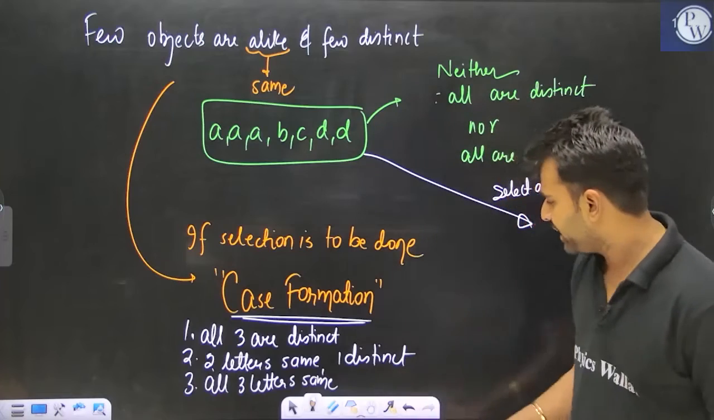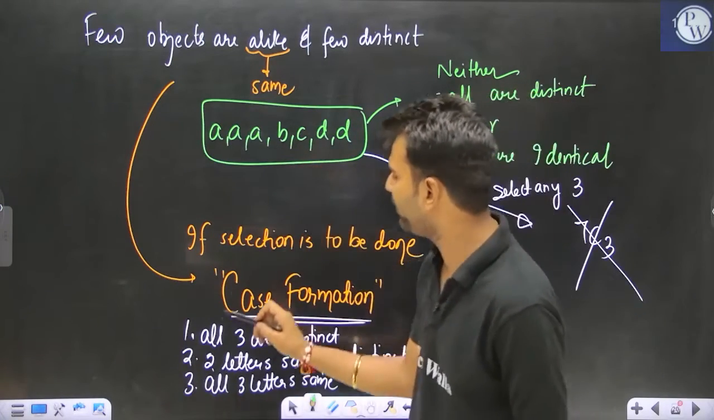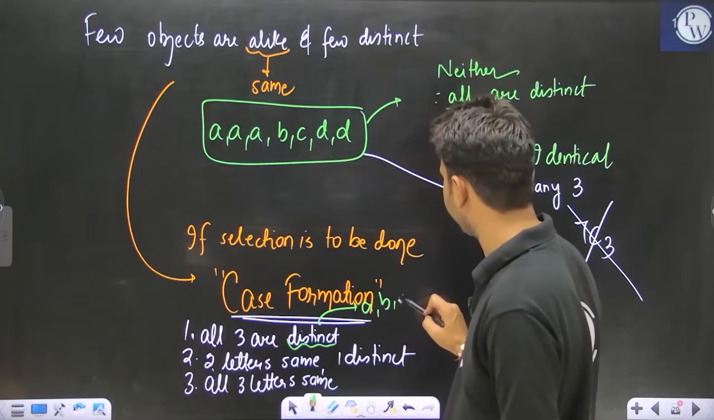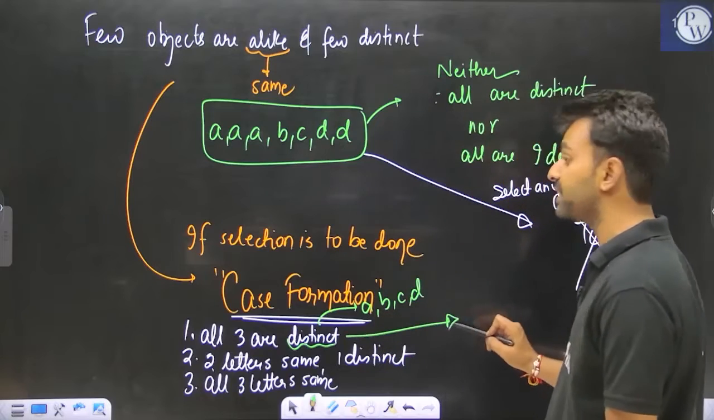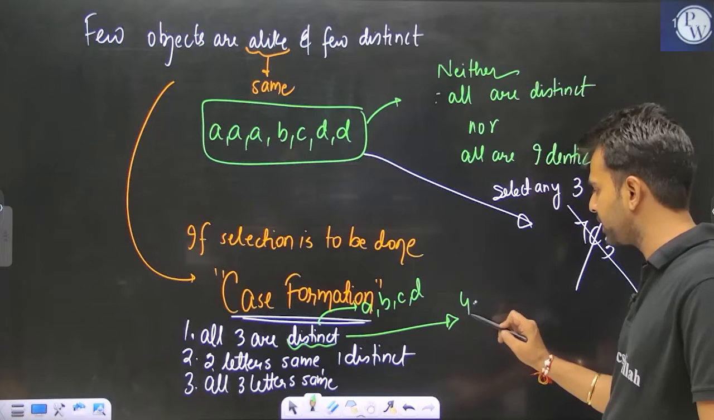So all 3 are distinct. If you want to find out all 3 are distinct, in how many ways can you do that? Okay, how many choices do we have? If we are talking about all 3 distinct objects, then A, B, C, D. These are the 4 choices I am having since all the objects are distinct. So out of these 4 distinct, we need to select 3. So 4C3 is the number of ways.